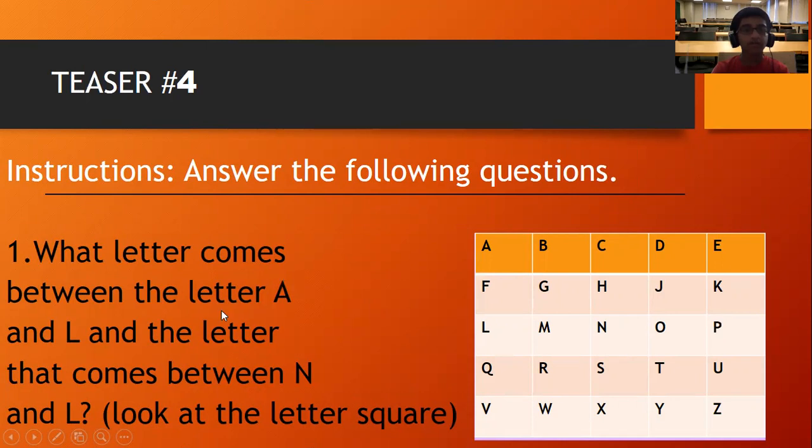What letter comes between the letter A and the letter L? A, L. It comes F. And the letter N and L. N and L, M. So we have the two letters F and M, and the answer is G.